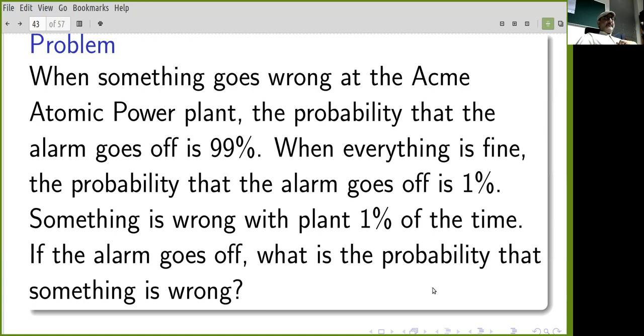Maybe this is reminding you a little bit of the medical test example. Something is wrong with the plant 1% of the time. Now, if the alarm goes off, what is the probability that something is wrong?